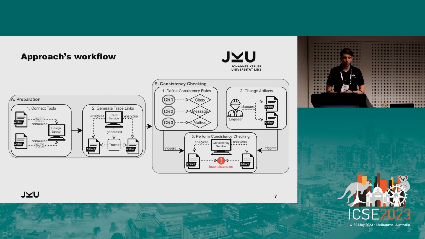And we have the definition of the consistency rules. And in this study, we have used the Object Constraint Language for defining the rules. And these rules are applied to the artifacts that are now connected to the server. And whenever a change happens, the checking is triggered and the rules are applied. And through the use of the traceability links, we can identify if two or more artifacts are inconsistent and retrieve this information to the engineers.